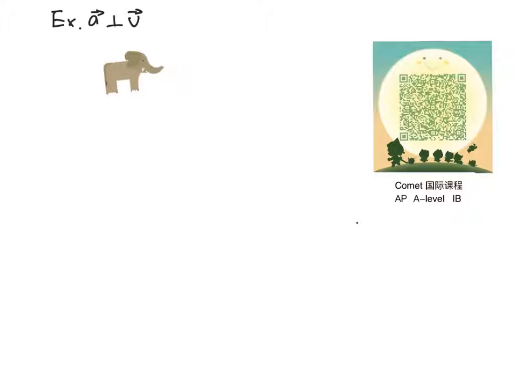Another example, acceleration is perpendicular to the velocity. Say we have an elephant, he wants to move forward, but the acceleration is downward. So what direction will the elephant go? Still based on the equation, the acceleration is downward, then the change of velocity is also downward.